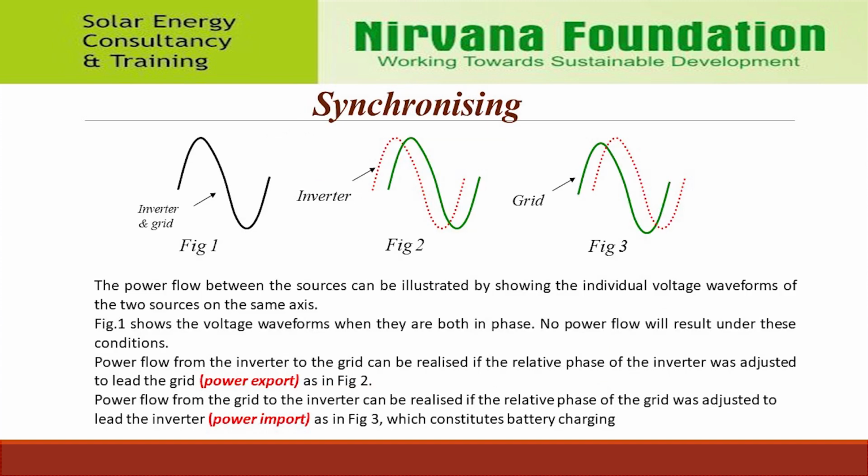Synchronizing. The power flow between the sources can be illustrated by showing the individual voltage waveforms of the two sources on the same axis. Figure 1 shows the voltage waveforms when they are both in phase. No power flow will result under these conditions. Power flow from the inverter to the grid can be realized if the relative phase of the inverter is adjusted to lead the grid, power export, as in Figure 2. Power flow from the grid to the inverter can be realized if the relative phase of the grid is adjusted to lead the inverter, power import, as in Figure 3, which constitutes battery charging.